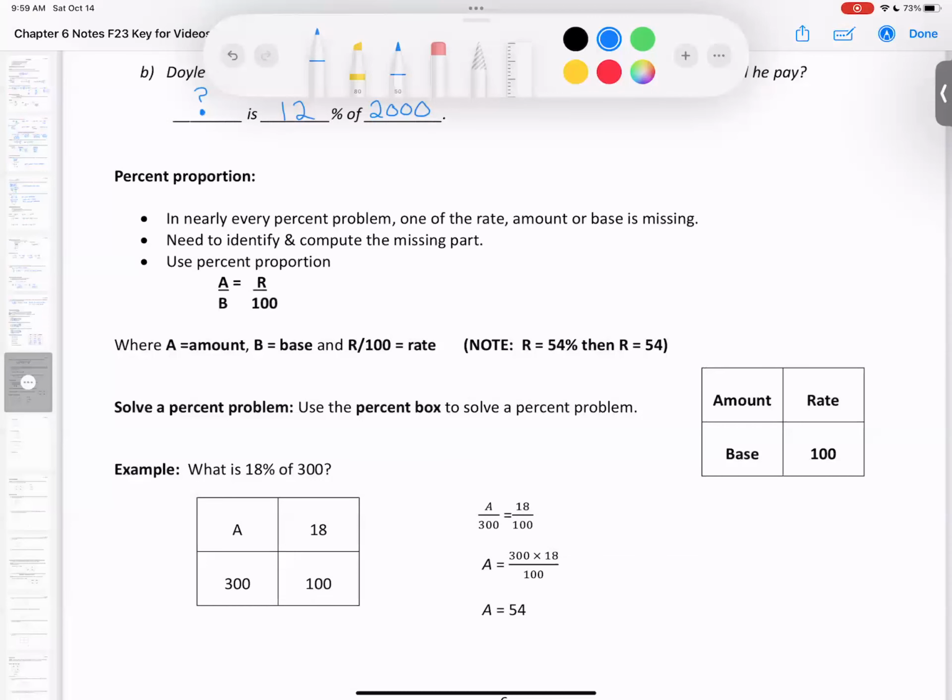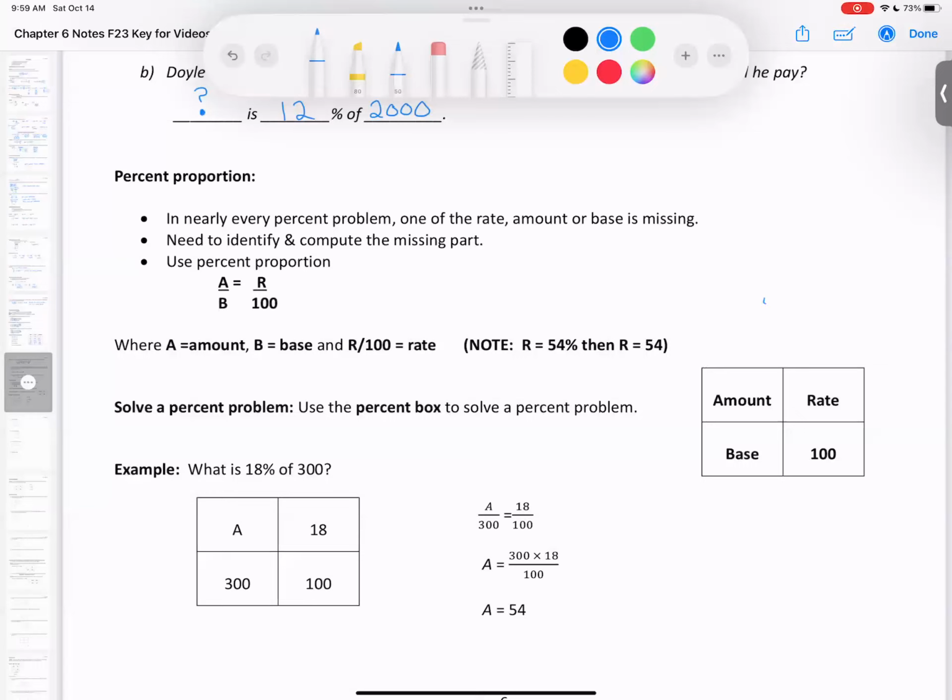All right, so in the last video, I promised you a nice box method of solving these questions. That's what we're going to do here. So in nearly every percent problem, you're going to have one of the rate, base, or amount missing, and we're going to have to figure out what that missing part equals. So what we're going to do is use a percent proportion, just like we did in the last chapter. So A over B, which would be the amount over the base, is going to equal the rate over 100.